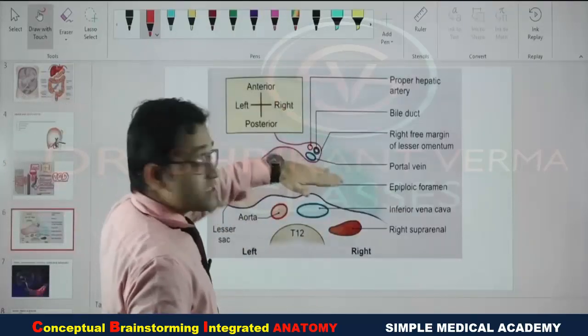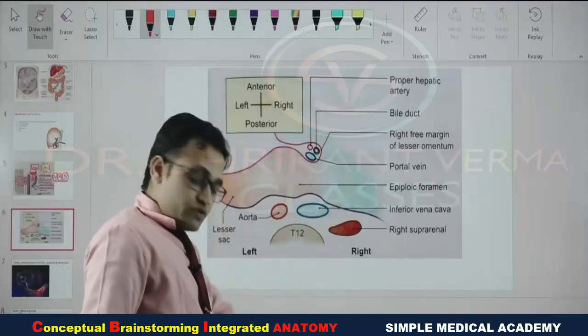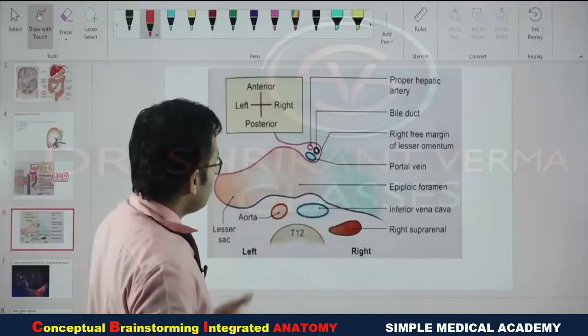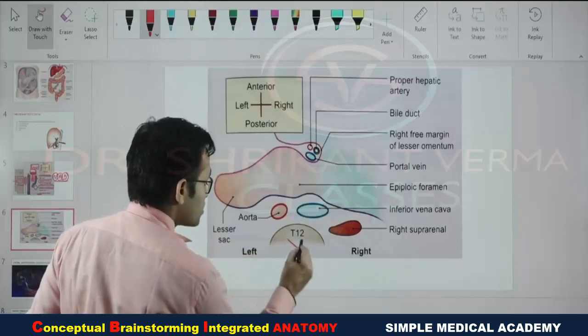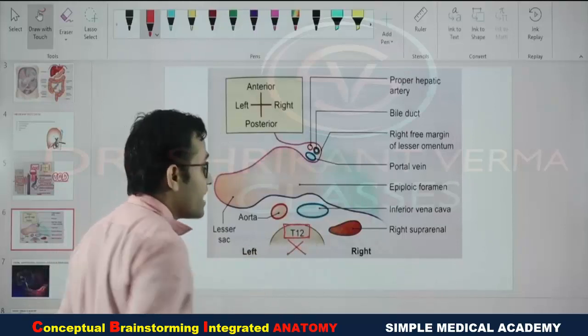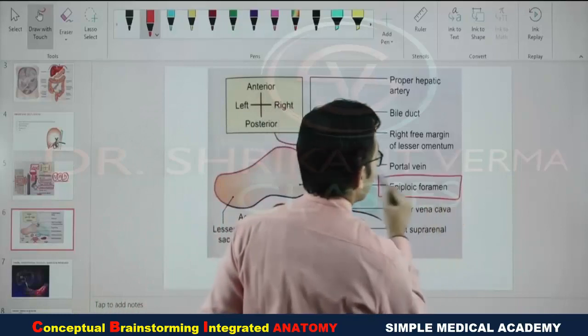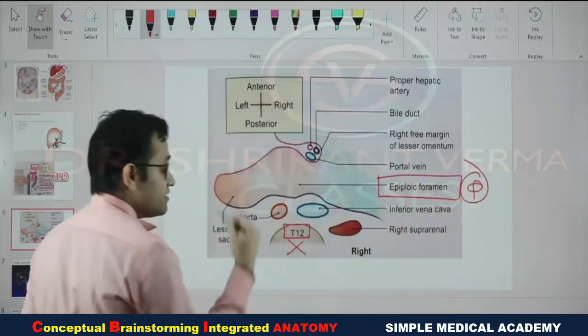This is the transverse section of the abdomen. In the transverse section of the abdomen, can you see on the posteriormost side there is the location of the vertebra? Yes, we are talking about the epiploic foramen. So definitely which vertebra you have to mention? Your answer is the T12.